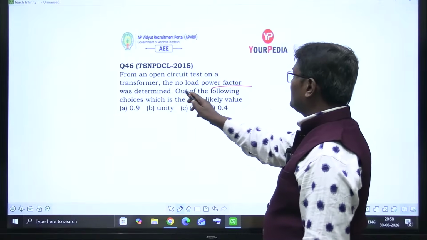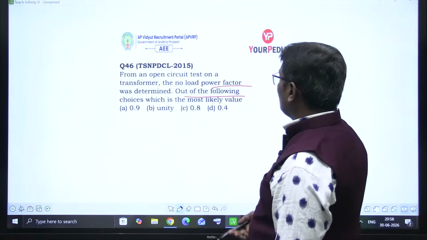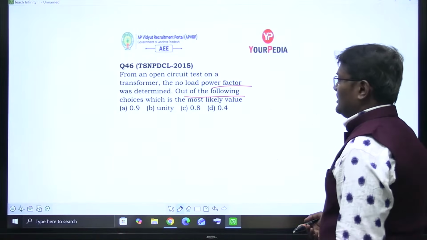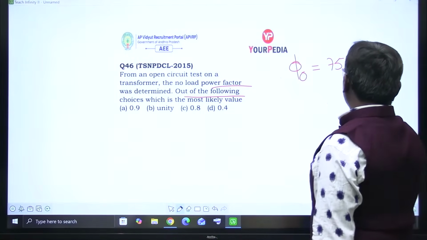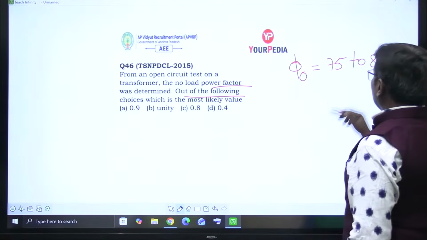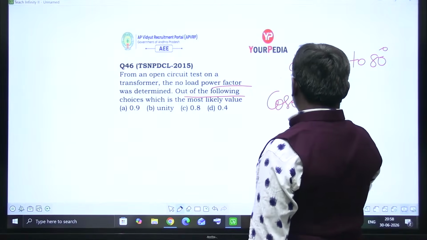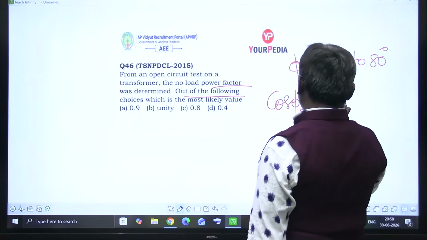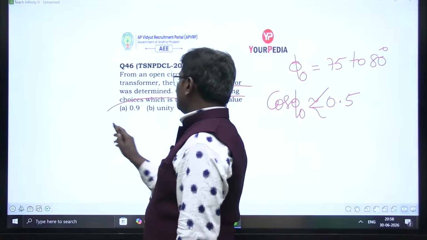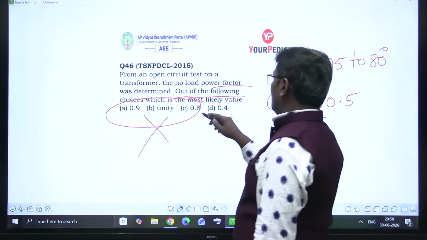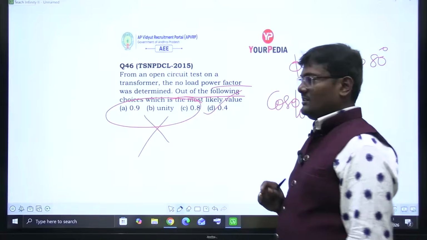no load power factor was determined. Out of the following choices, which is the most likely? As I told, the phi naught value is approximately equal to 75 to 80 degrees, and the no load power factor is approximately less than 0.5. So out of these options, these three options are wrong, and option D is correct.